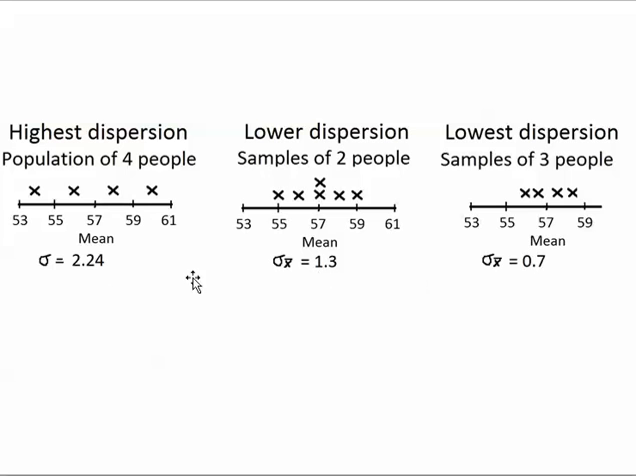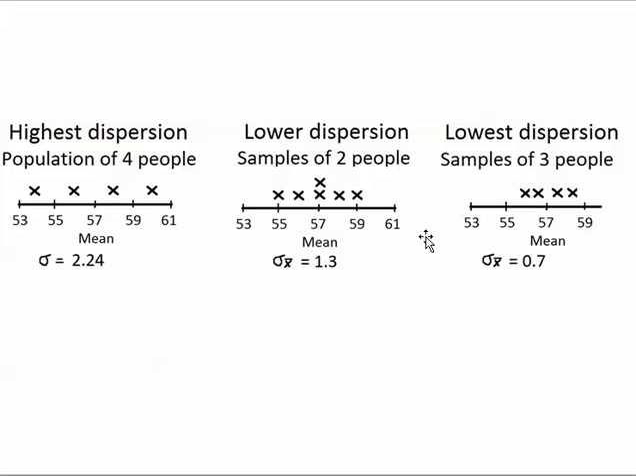So here, the standard deviation of the people in the population is just called the population standard deviation sigma, and it's 2.24. So these 4 heights have a standard deviation of 2.24. The standard deviation of these 6 sample means is called the standard error, and it came out to 1.3. The standard symbol for standard error is sigma x bar, because it's the standard deviation of the sample means. These 4 values had a standard error of 0.7.